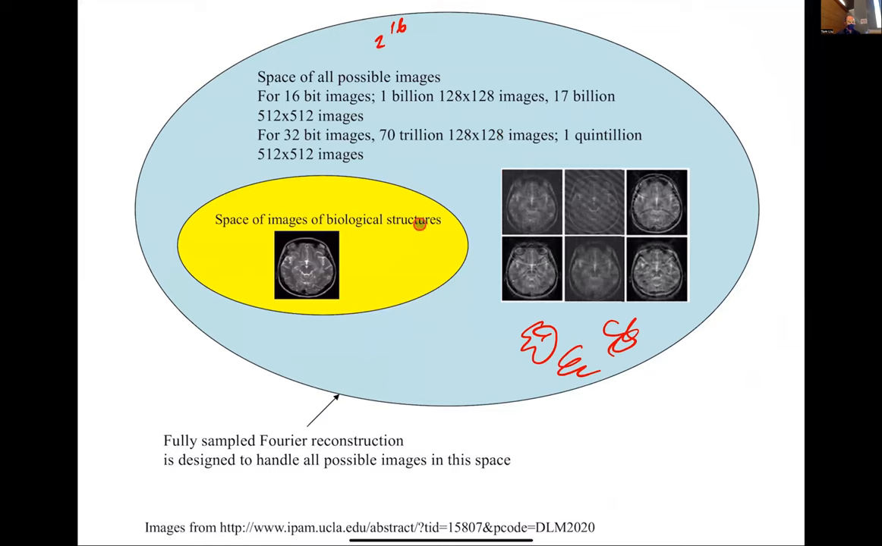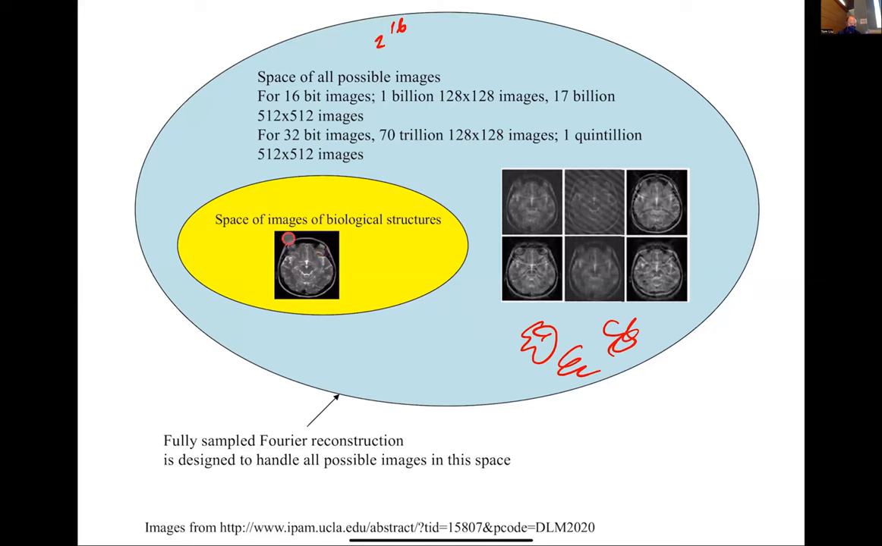So if we can come up with a recon that says, I don't need to solve this whole space, I just need to find the images that are in this space, then we should be able to make images much better and much faster. The first step of this is compressed sensing, but then really the major quantum leap is going to come with deep learning.